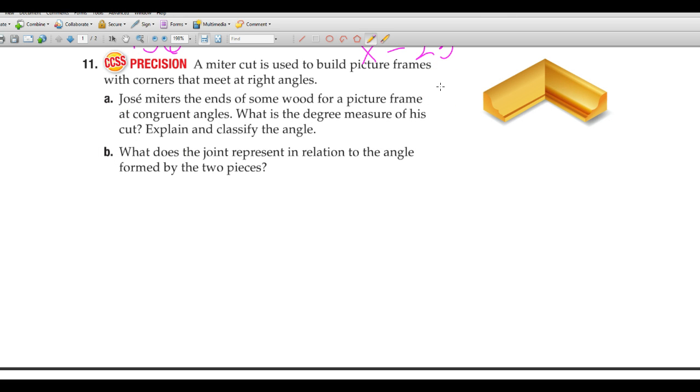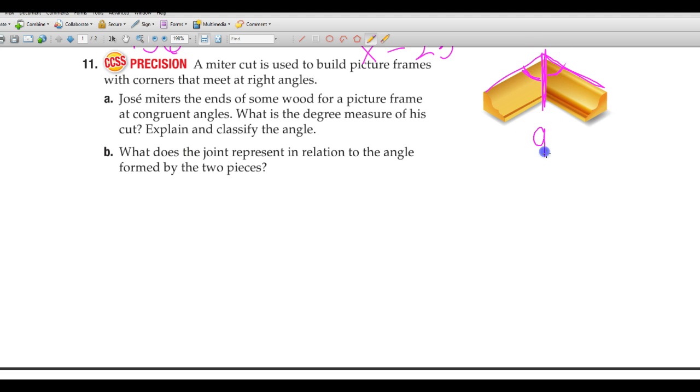Alright, on number 11, a miter cut is used to build picture frames with corners that meet at right angles. Part A, Jose miters the ends of some wood for a picture frame at congruent angles. What is the degree measure of his cut? Explain and classify the angle. So I'm not going to write it all out, I'm just going to talk about what it is here. So for our picture frame, we have a right angle, and his miter cut comes in right here, and it creates congruent angles. So this angle and this angle are congruent. So what is the degree measure of his cut?